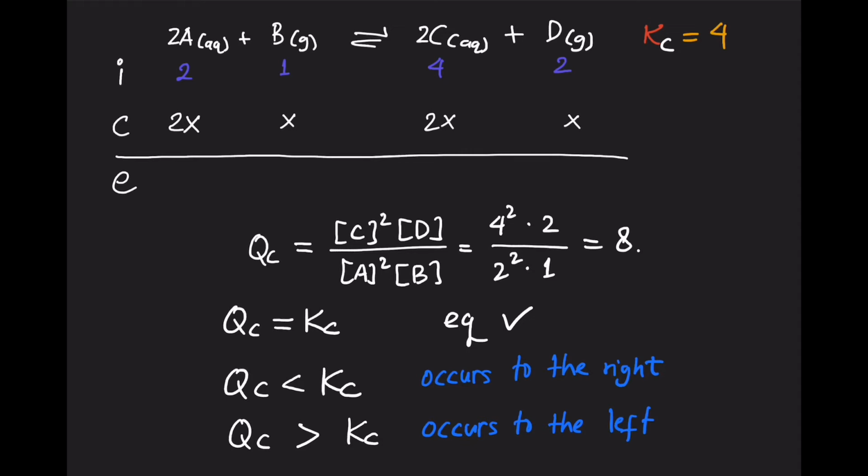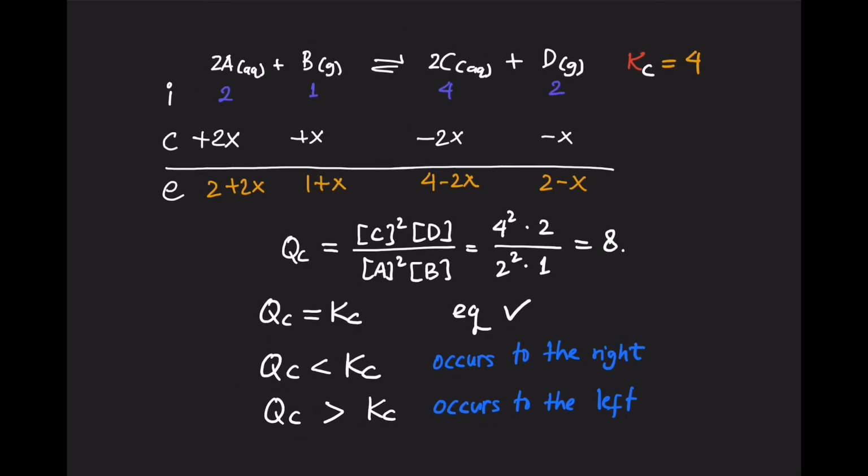Now, note that before we determined that the QC is bigger than KC, meaning that the reaction will occur to the left. So the reactant will be formed and the product will be consumed, so it will be negative like this. So at equilibrium, we will get 2 plus 2x, 1 plus x, 4 minus 2x, and 2 minus x.